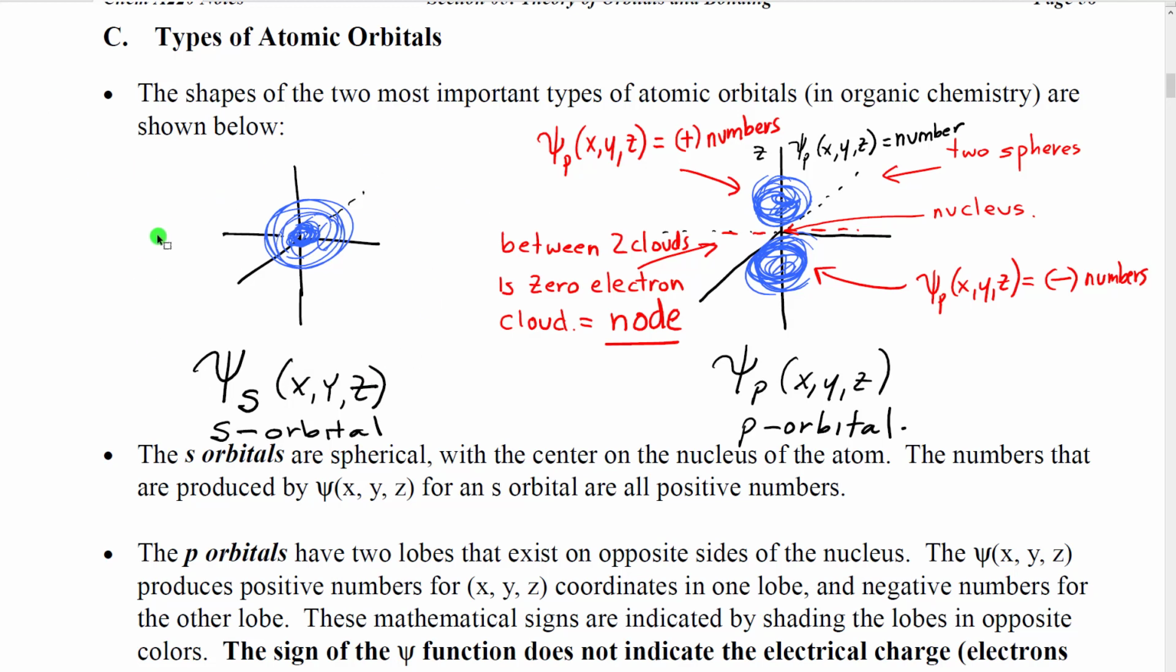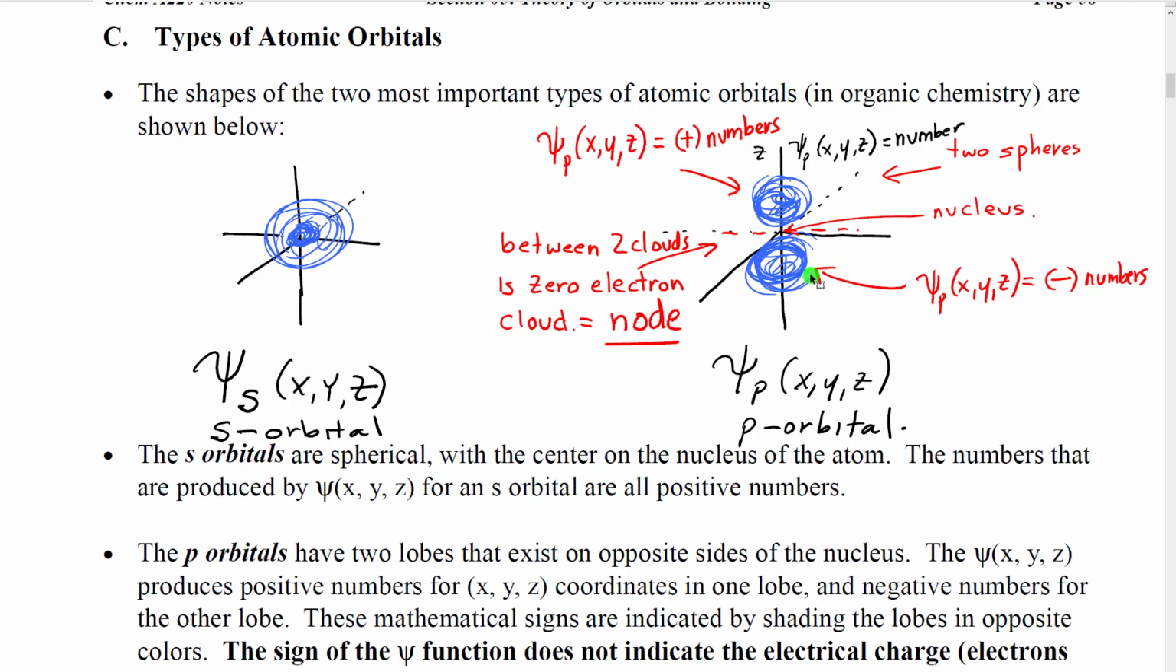So the shapes of the s orbitals and the p orbitals are indicated here. We already looked at the s orbital earlier. There would be a function we call psi of s. It's an xyz function. If we plugged in xyz and plotted the numbers as dots, we would get a shape, and the shape basically looks like a sphere. The center of the sphere is the nucleus, and close to the nucleus, the numbers are bigger, the probability is more dense than far away from the nucleus.